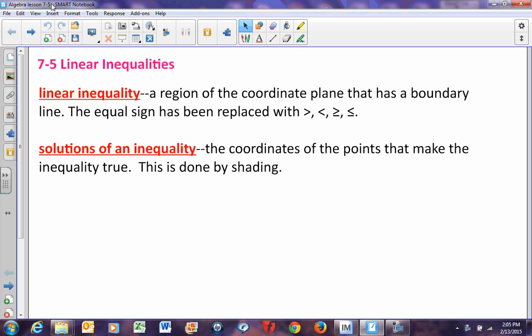Which means when you graph, you are going to have to be able to differentiate whether it's a greater than or a greater than or equal to. And I will show you on the graph how to do that. The solution of an inequality is the coordinates of the points that make the inequality true. This is done by shading.